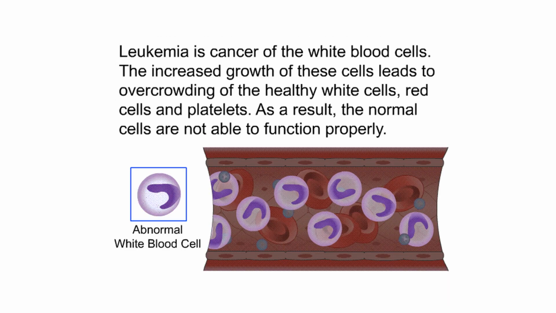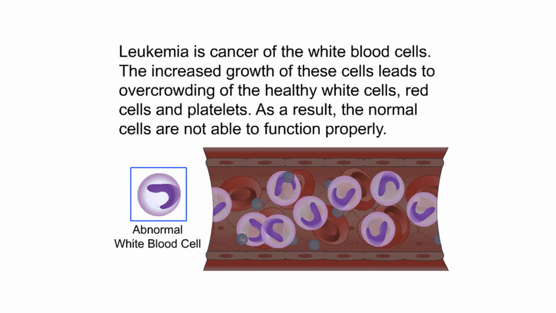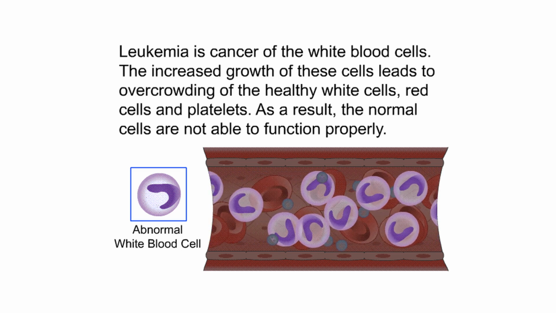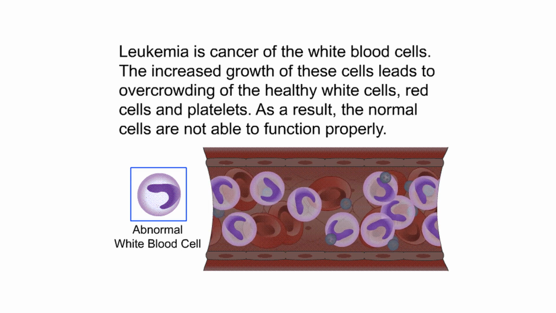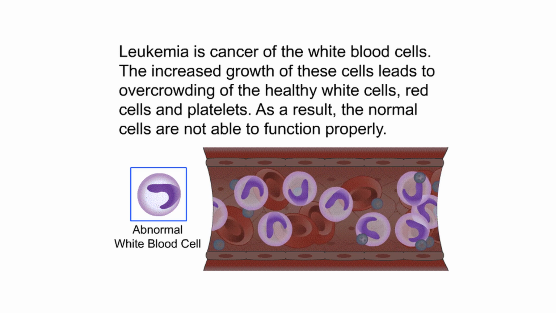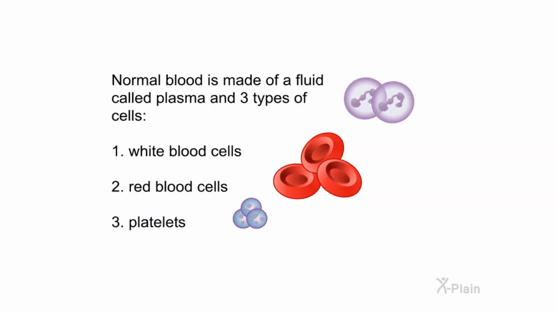Leukemia. Leukemia is cancer of the white blood cells. The increased growth of these cells leads to overcrowding of the healthy white cells, red cells, and platelets. As a result, the normal cells are not able to function properly. Normal blood is made of a fluid called plasma and 3 types of cells. 1. White blood cells. 2. Red blood cells. 3. Platelets.